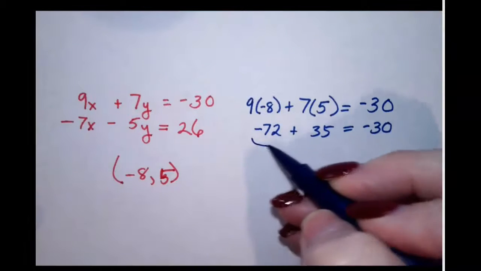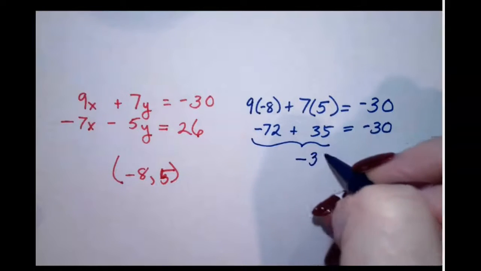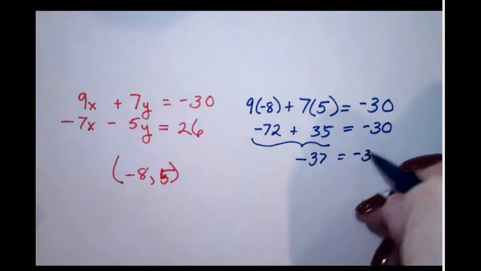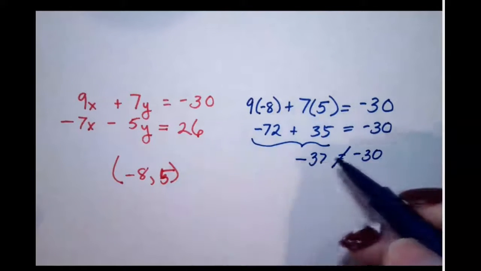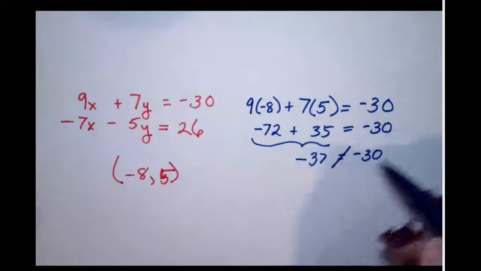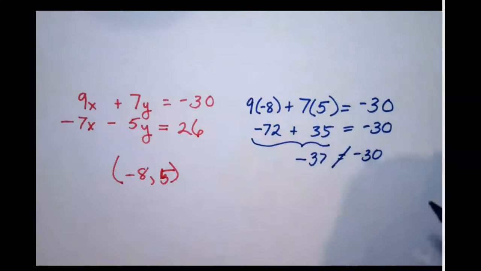And then when we join these two together right here, let's see, what do we get? Oh yeah, negative 37 is equal to negative 30. Well, that's not true, is it? So this cannot be the answer since it doesn't work. So that's proving your answer, and you have to be able to do that on a lot of these tests.